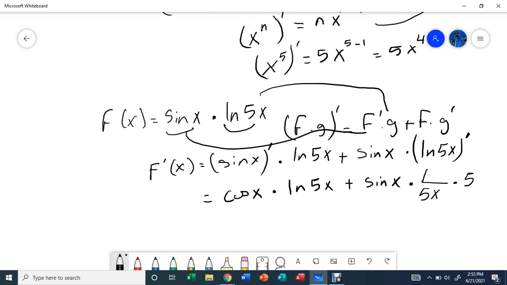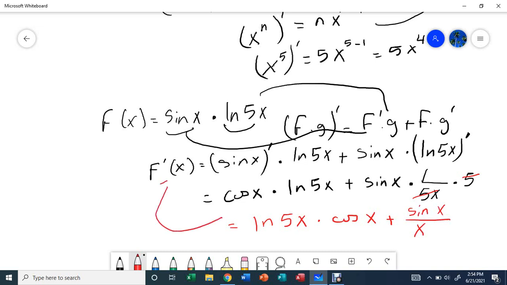And now we can simplify a little bit. You see, the 5 and 5 are gone, so we get ln of 5x times cosine of x plus sine over x. So that's the derivative of our function using the product rule, logarithm rule, and chain rule.